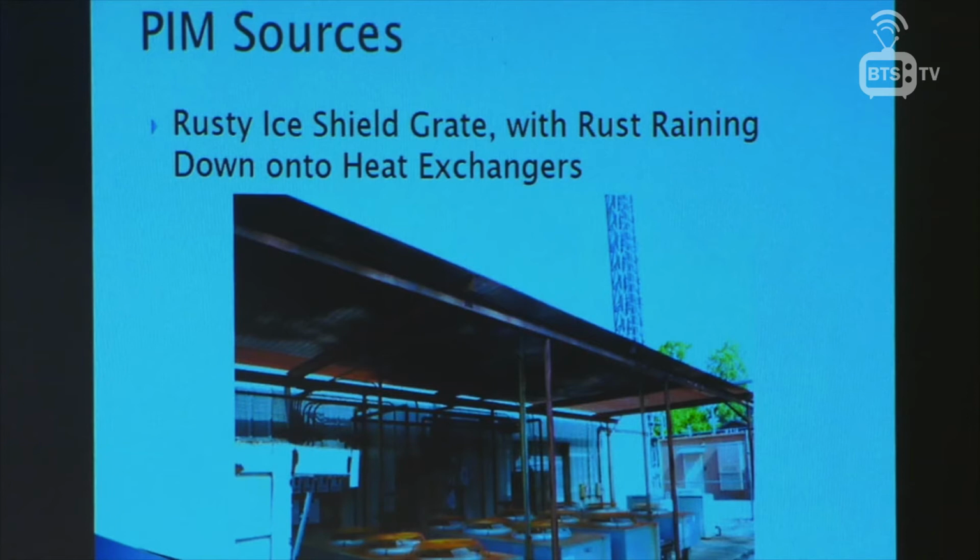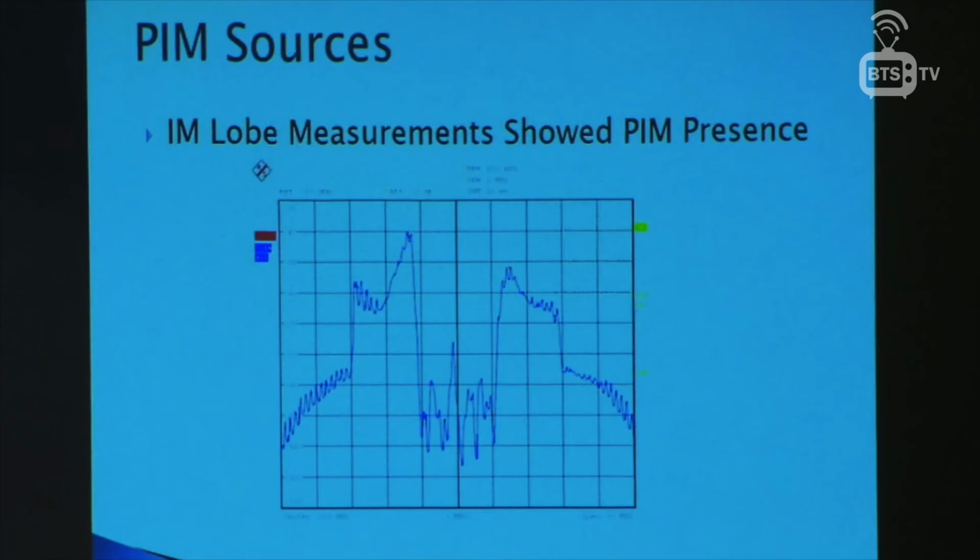This is a grating, it's like an ice shield over a bunch of heat exchangers. And if you look closely, all of those heat exchangers are showing rust everywhere, which is basically being blown down from the grating up above. In fact, that screen shows it even better than what I'm seeing here. And so we made measurements on this tower. And for those of you who remember my IM lobe technique, it did show PIM. And it was at this stage only locatable on the tower, but it's expanding, it's coming.